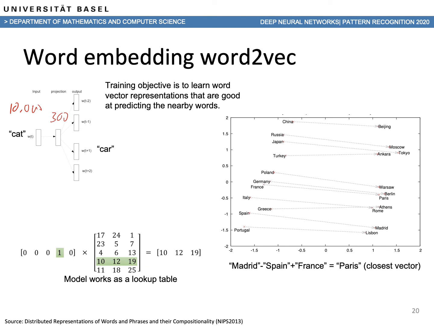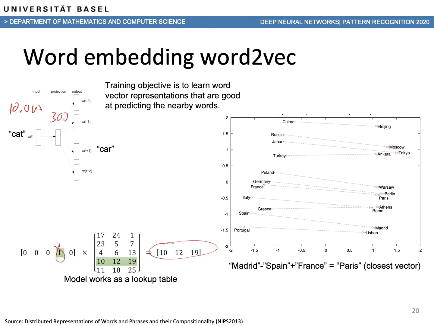But as we're only having a single hidden layer in this network, and the input cat here is just this one hot representation with 10,000 entries, one entry will be 1, as also shown here. So maybe this here is cat. Then we're multiplying that with our weight matrix, and what we're taking out is just one single vector from that huge matrix. So as such, this model just works as a lookup table.